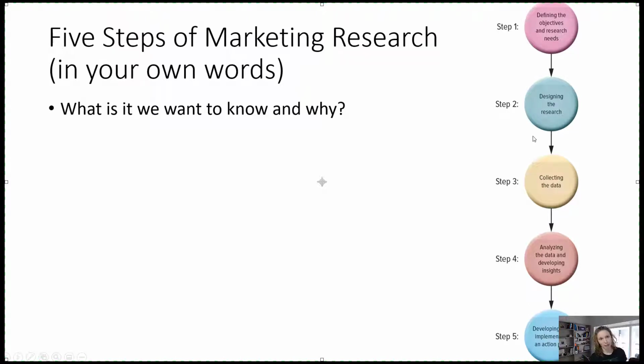The 5 steps of marketing research. In the book, these are what they're going to be. Define the objectives and research needs. Design the research. Collect the data. Analyze the data. Develop and implement an action plan.